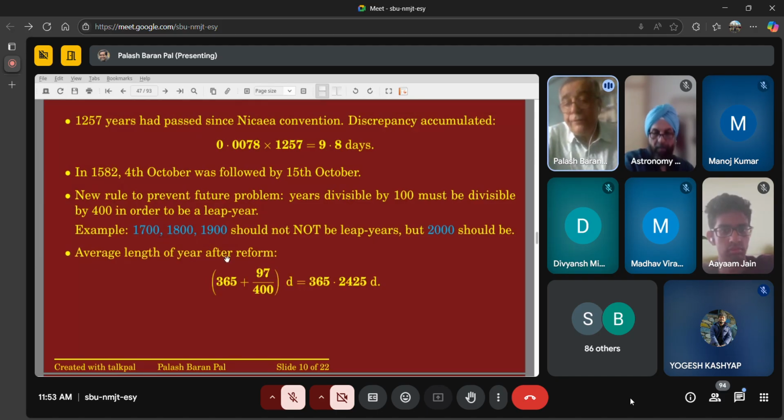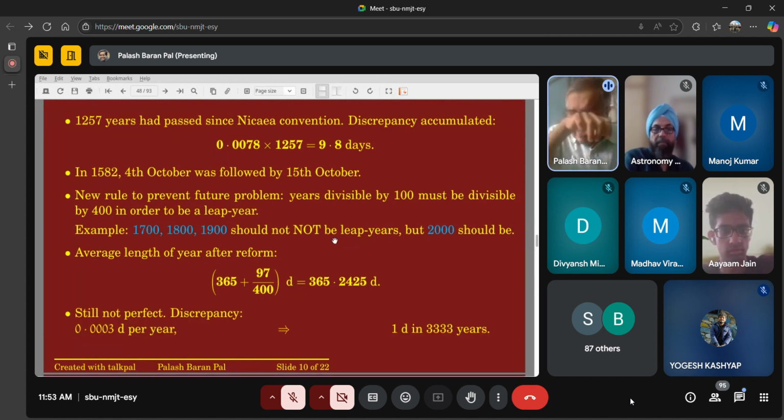So now the average length of a year after this reform was 365, plus, within a 400-year interval, Julius had 100 leap years, but 3 of them would not be leap years according to the Gregorian reform, so 97 leap years. So that is 365.2425 days. That is still not perfect, because the real thing is 365.2422 days. So there is still a discrepancy of 0.0003 days per year, which means that in order for a 1 day discrepancy to accumulate, it will need more than 3,000 years. But still, it will accumulate.